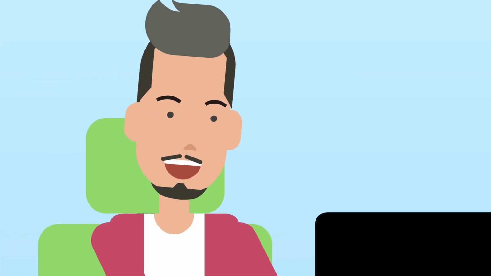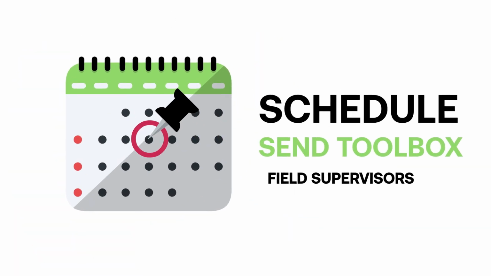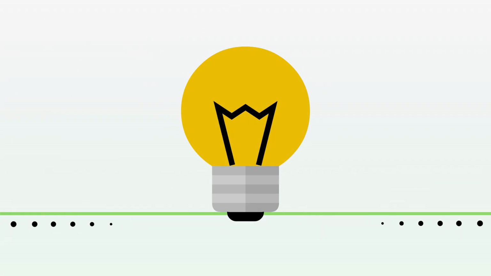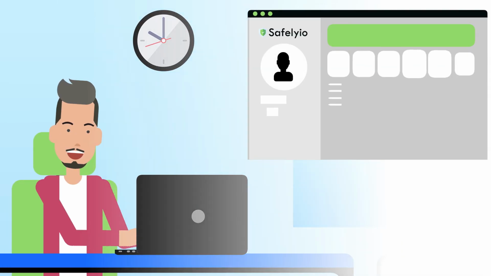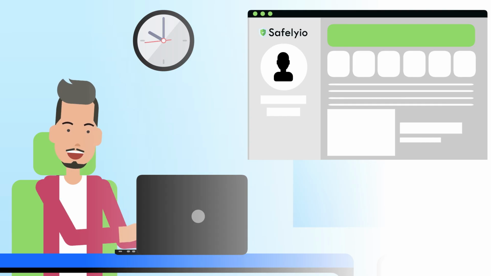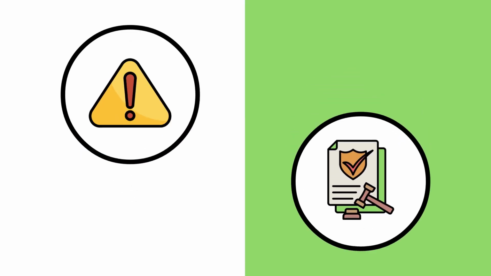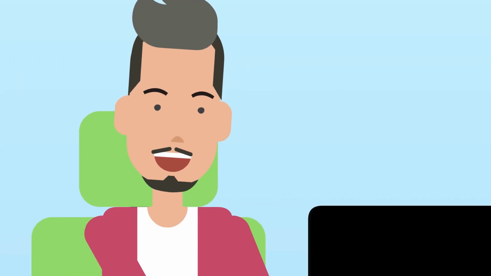Meet Mario, an administrator who uses Safelyio to easily schedule and send toolbox talks to his field supervisors. Let's take a look at how simple it is to manage toolbox talks with Safelyio. First, Mario creates a toolbox talk about workplace safety, hazard awareness, or updates on safety regulations. Next, he schedules the date and time when the talk will be sent to the supervisors.